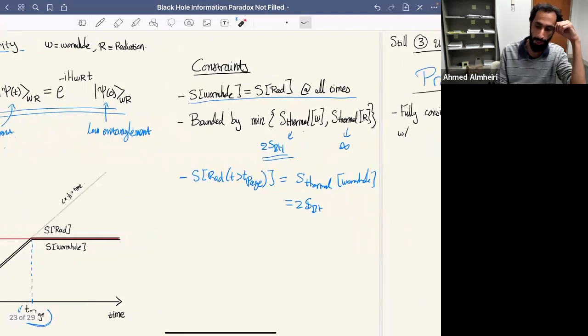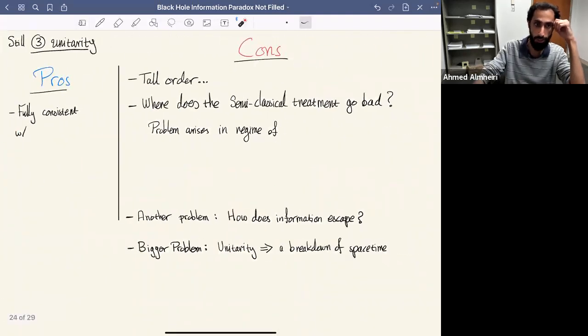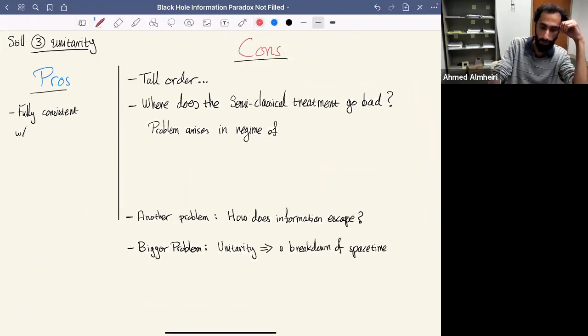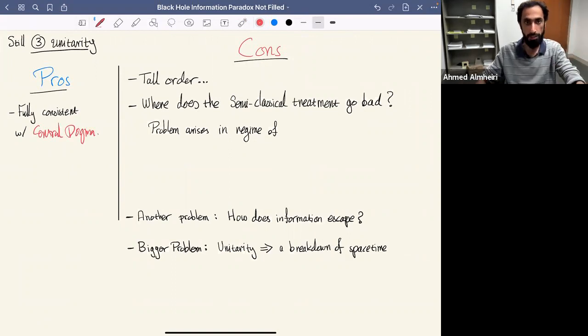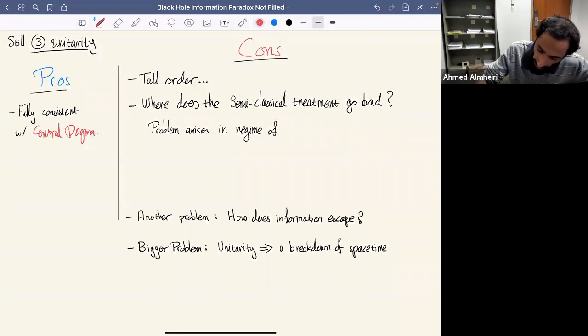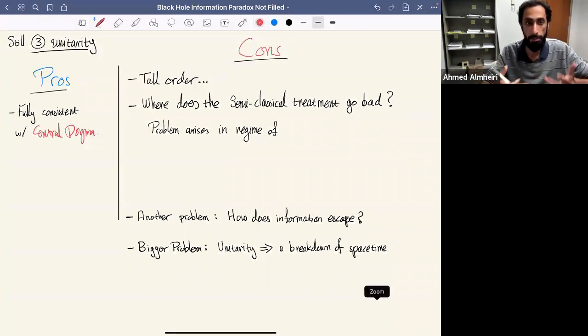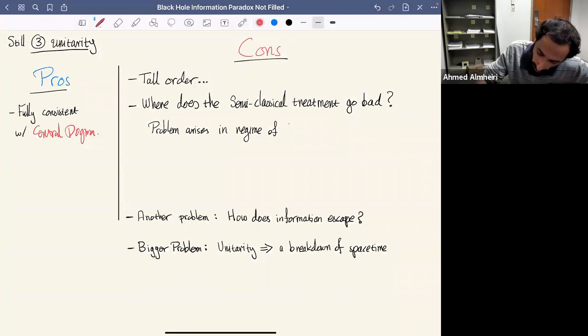Okay. Again, let's talk about pros and cons. Well, the pro is that it's fully consistent with the central dogma. The con is that it's kind of a tall order. It's not clear how it can be achieved. The central question is, where does the semi-classical treatment, the derivation that we went through, go bad? In particular, the problem occurred in a regime of long times and low energy.